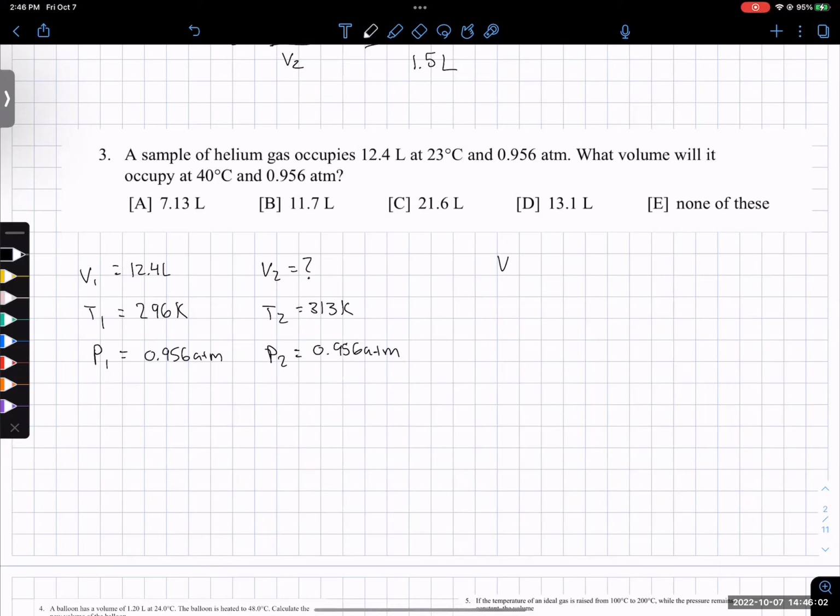So I would say that the best gas law to use is just Charles' law, which is V1 over T1 equals V2 over T2. 12.4 over 296 equals V2 over T2, and we're going to multiply by T2 on both sides, so it'll be 313 here. And what do we get?